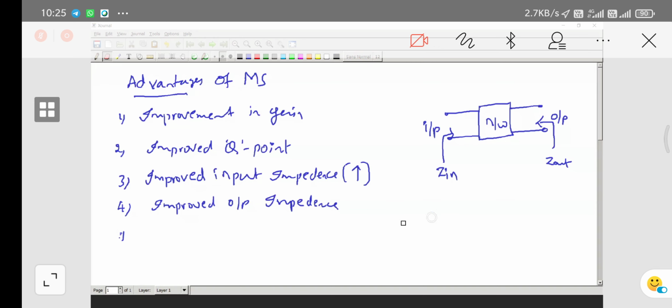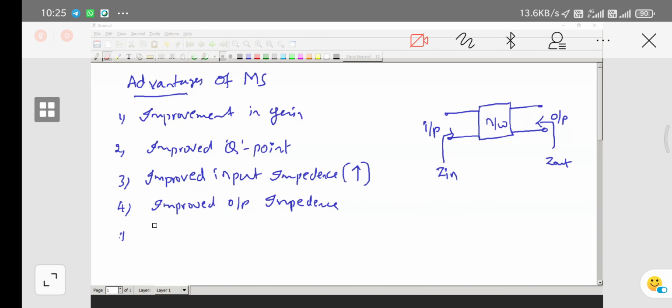So the fifth one is high bandwidth amplification, as in a cascade amplifier. So these are the advantages. Now we talk about the disadvantages. Obviously, we know that if it has advantages, definitely we are going to have disadvantages.